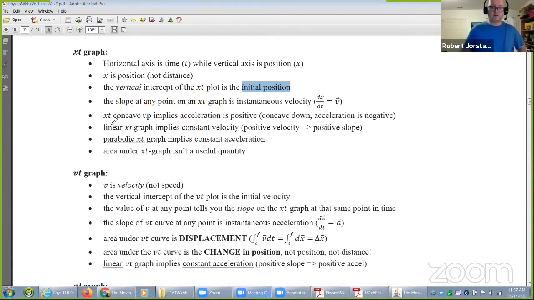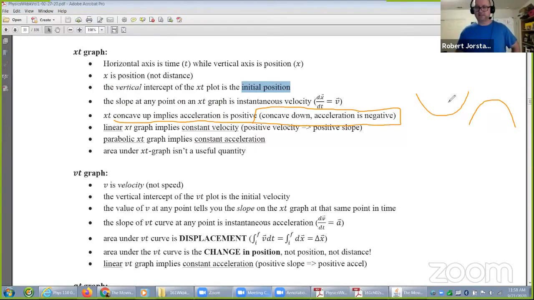All right, so concavity. Concavity indicates how curvy it is, right? So there's concave up, and this would be concave down. In this case, the acceleration is greater than 0, and this one would mean the acceleration is less than 0, a negative. So this is a positive number, this is a negative number. Let's go see if that holds true.